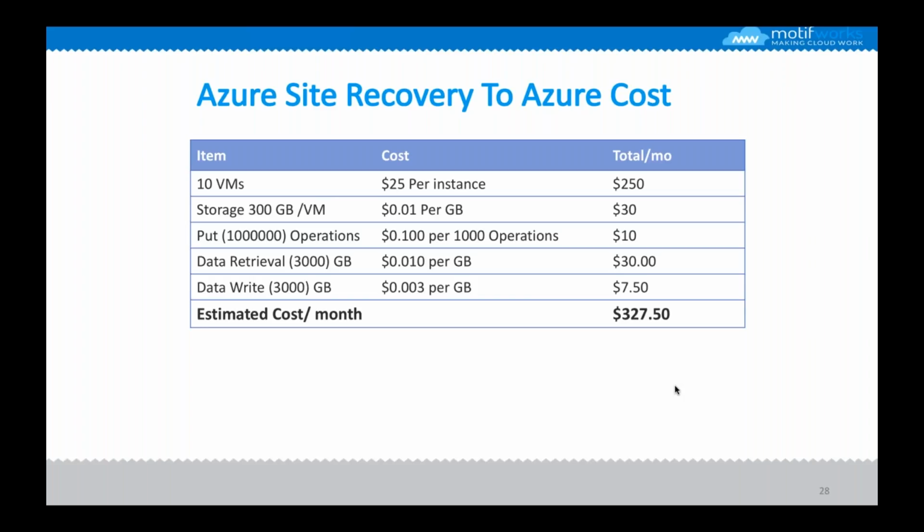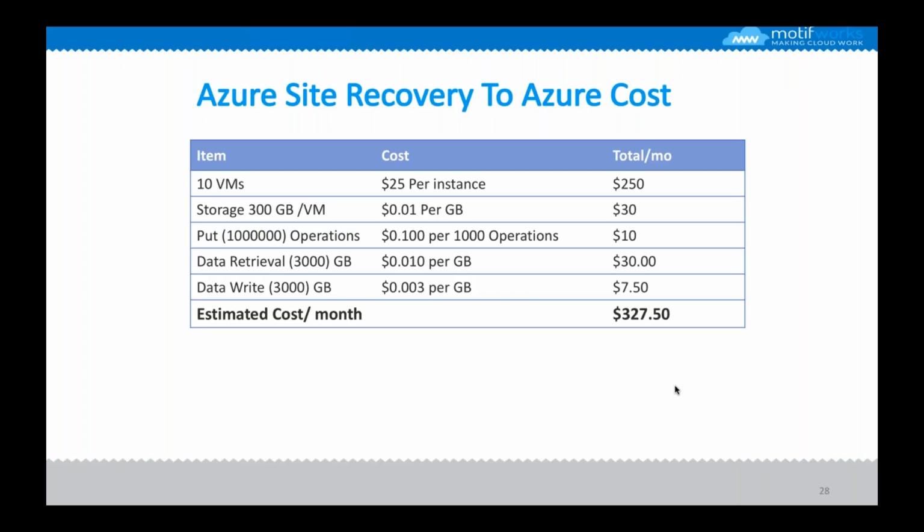For instance, if you have a virtual machine that has 300 gigabytes of data, then it is going to cost you 0.01 per GB. So if you have 300, that means it will cost you $30. Along with that, they have a calculator, by the way, on the Azure site as well, where you can go and put in these numbers, and it gives you this calculation.